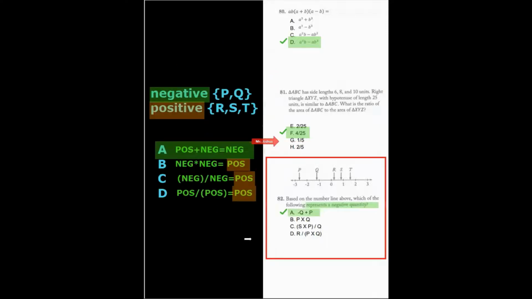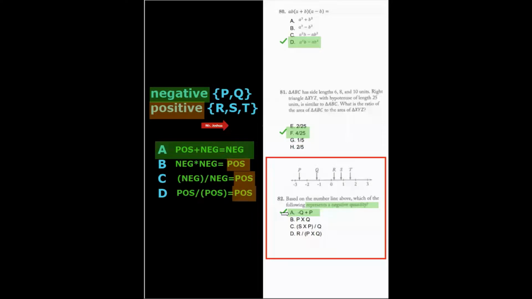Question 82. Based on the number line above, which of the following represents a negative quantity? Well, here, knowing which numbers are positive and which are negative is almost completely sufficient to solve this problem. Let's see how this works. Looking at 0, to the left of 0 are P and Q. So wherever these are placed, P and Q are both negative. To the right of 0 are R, S, and T. So that means that R, S, and T are all positive numbers.